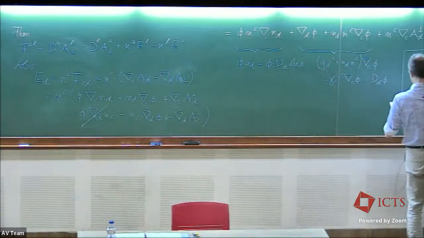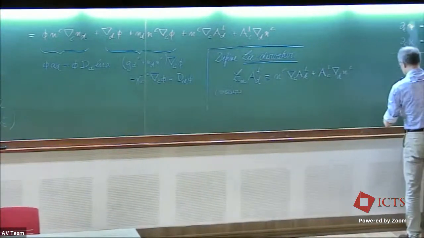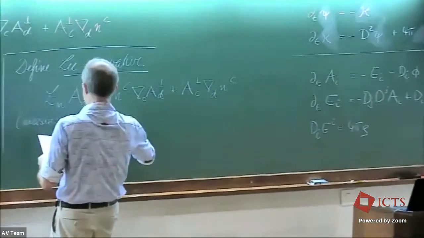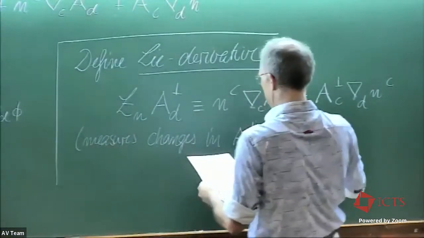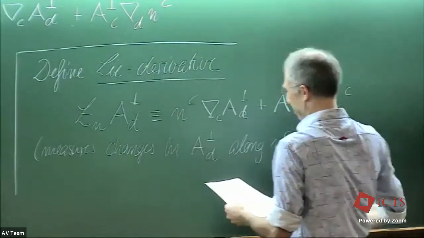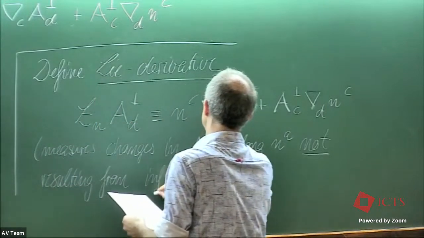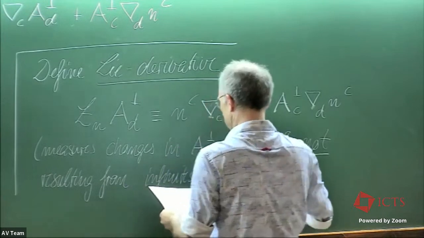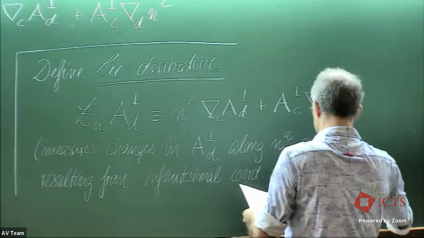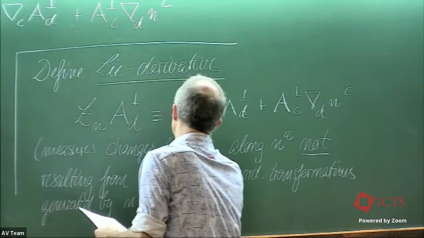All right, so let me write this down. It measures changes in A_D along the normal vector n^A that are not resulting from infinitesimal coordinate transformations generated by n^C.